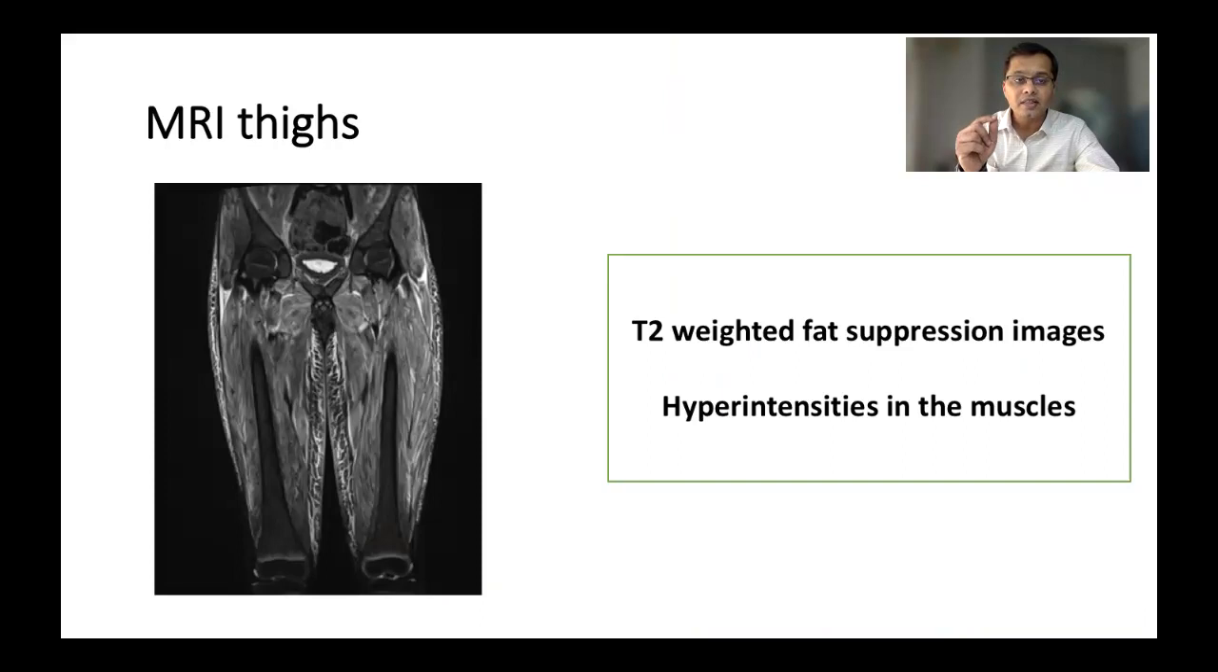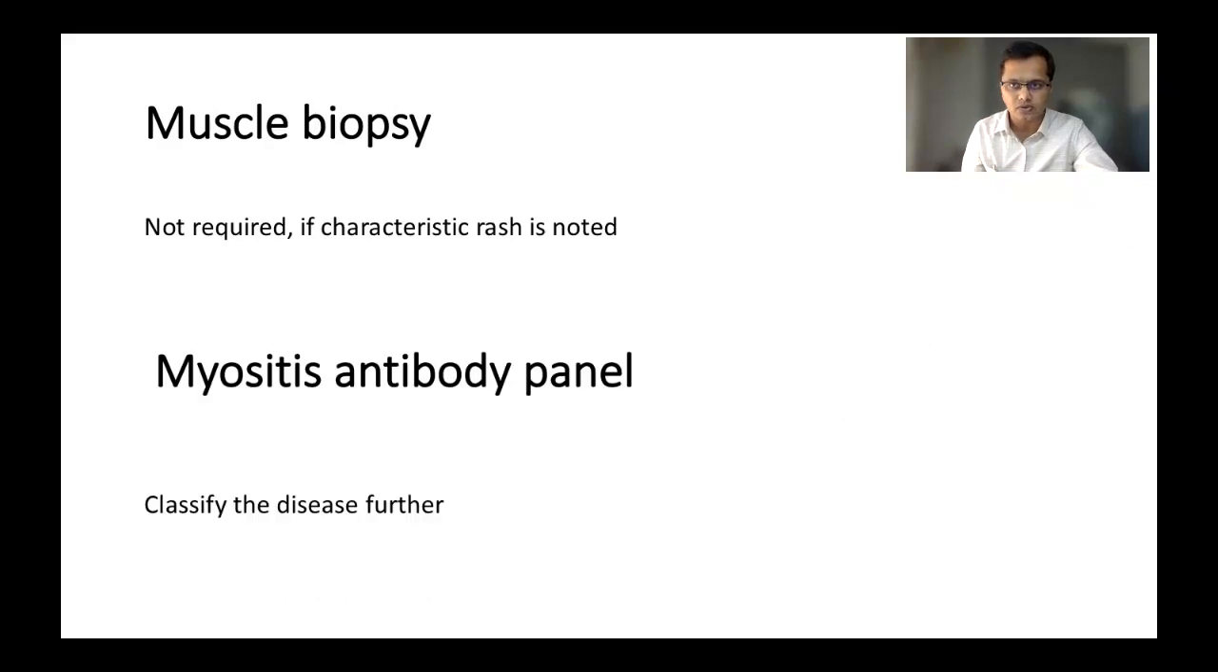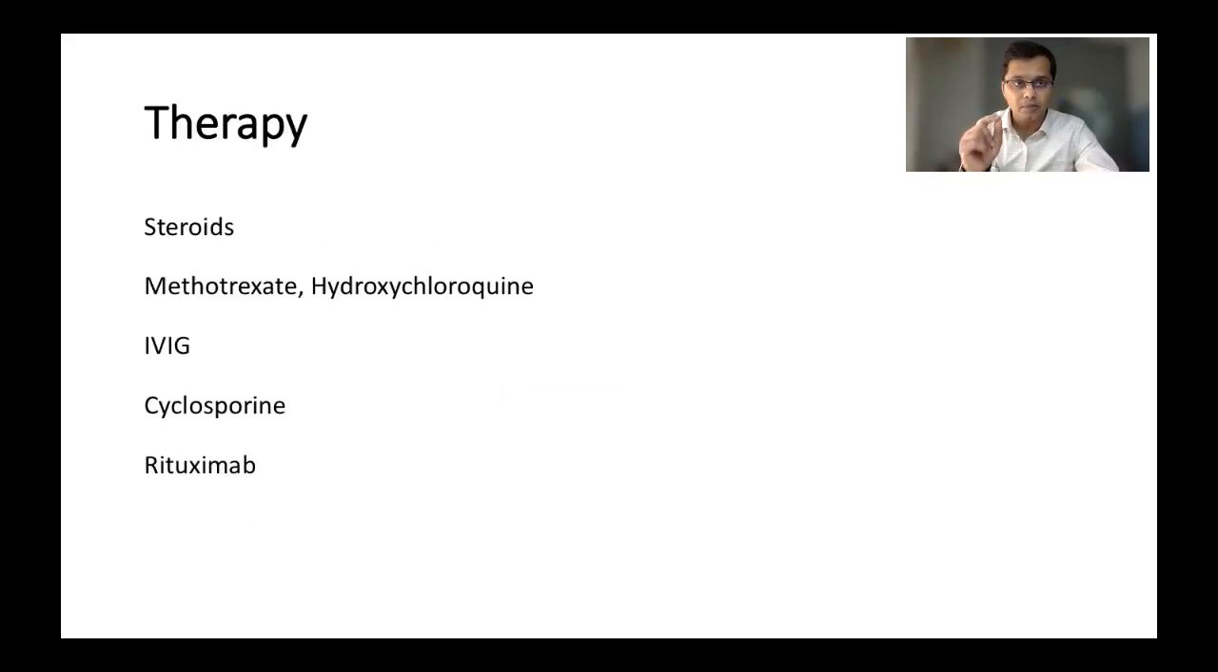radiographs. MRI thigh is a very useful investigation. As you can see, inflammation in the muscles, and that confirms the diagnosis. Now, muscle biopsy is often not required if you have the characteristic rash. Myositis antibody panel can help you classify this disease further. Therapy, yes, we can treat these children with steroids, methotrexate, and a host of medications.